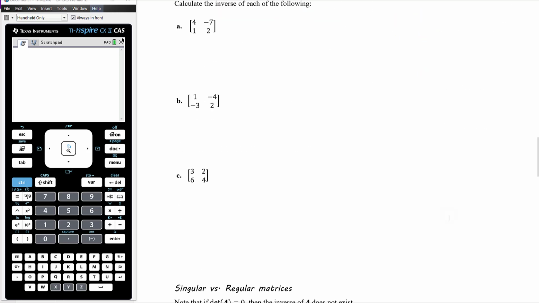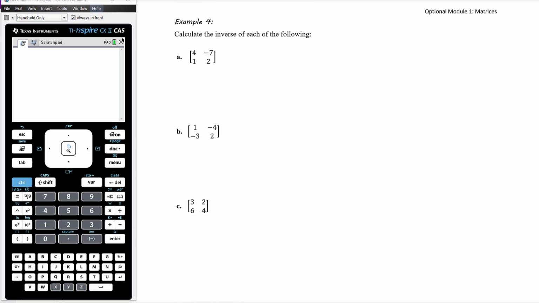Okay, question 4. Calculate the inverse of each of the following. Let's work out our determinant for each of them. So the determinant in this case is AD, so 4 times 2 minus BC, so 1 times negative 7. So that's 8 plus 7, which is 15.